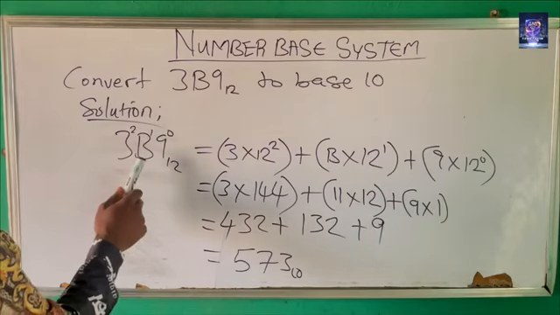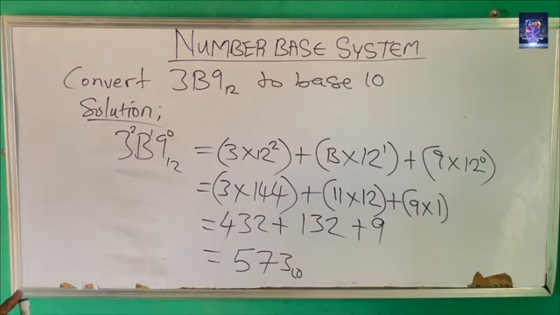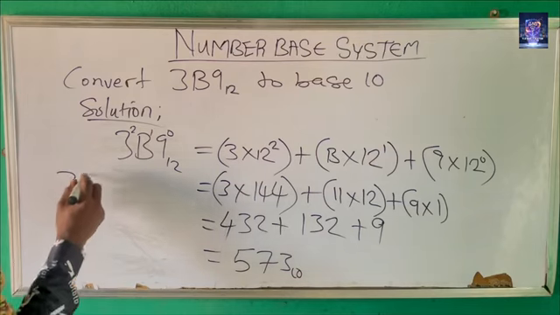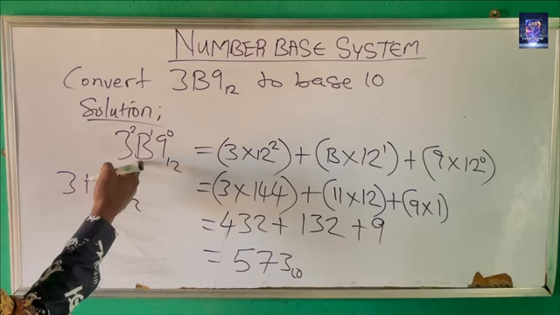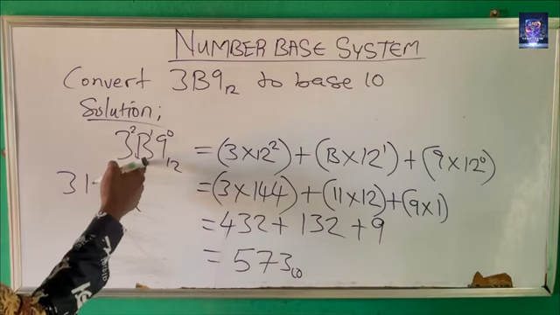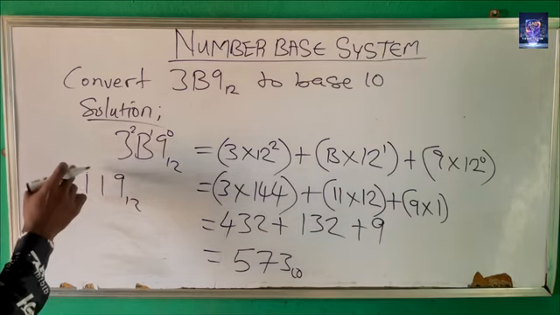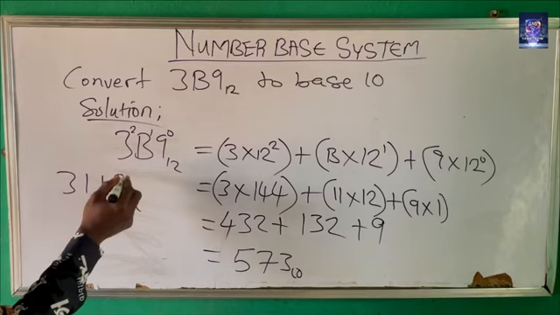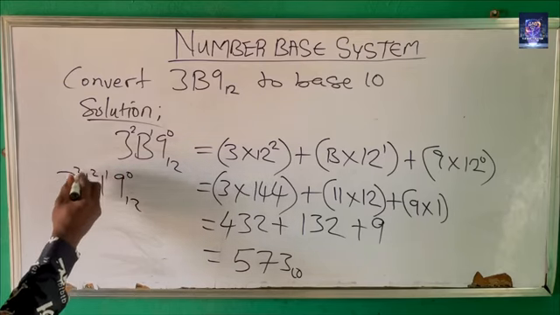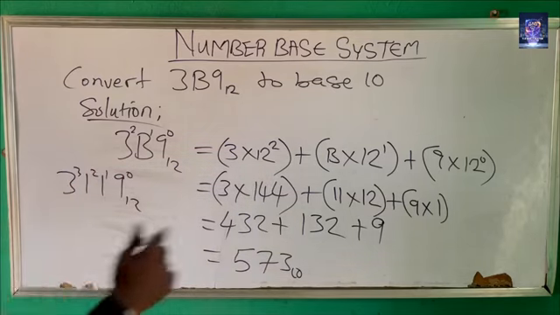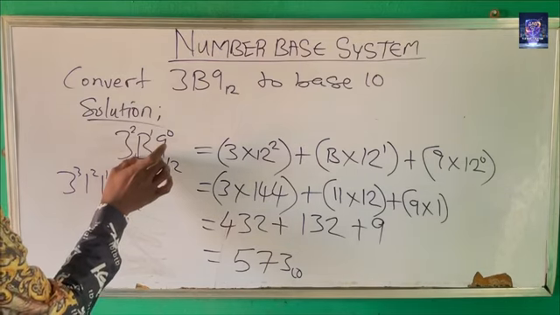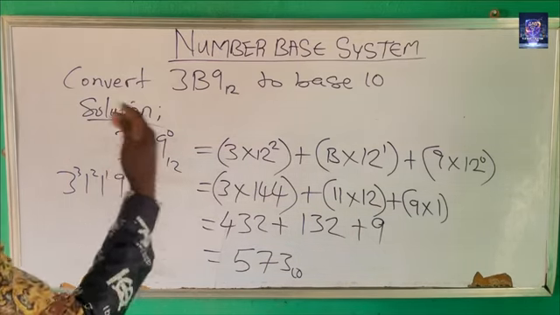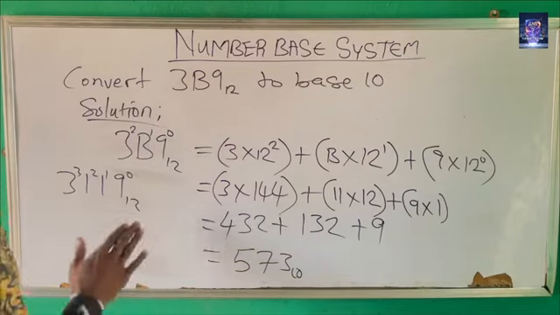Don't make the mistake of writing 11 here. If you write 11 here, what happens is that you would have 4 digits, which is 3119 base 12. If you write 11 in place of B, you will have 4 digits, and instead of having an exponent of 2 here, you would have an exponent of 3. And that ruins the answer. You would have a different answer entirely. So that is the reason we usually represent 2-digit values like 10, 11, 12 by different alphabets.